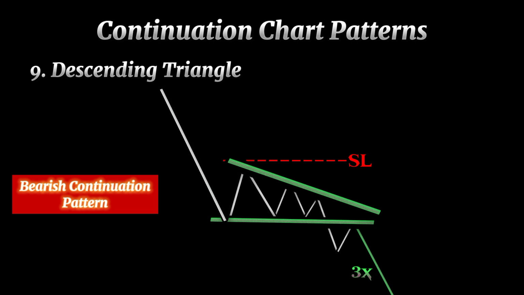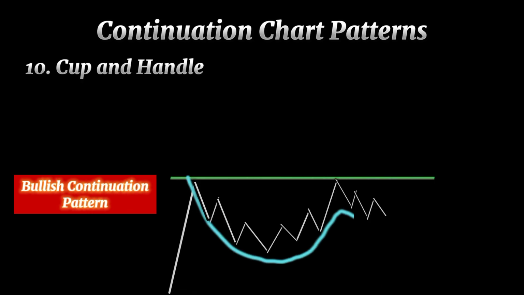To finish off the continuation patterns, we have the cup and handle pattern, which has a bullish and a bearish variation. Let's begin with the bullish variation first. The cup and handle is formed by 2 convex arcs, one large arc, followed by a small arc, but the high seems to be hitting a resistance wall.